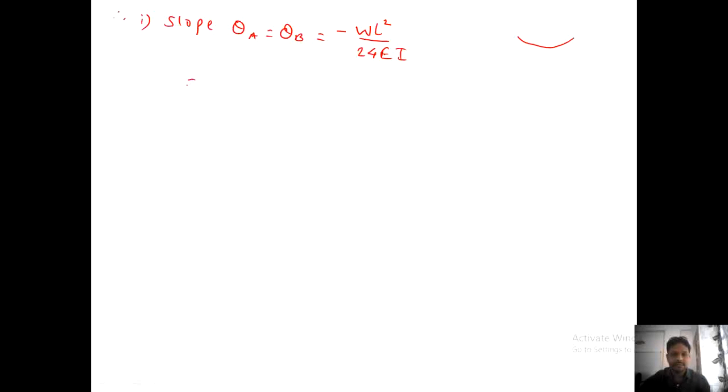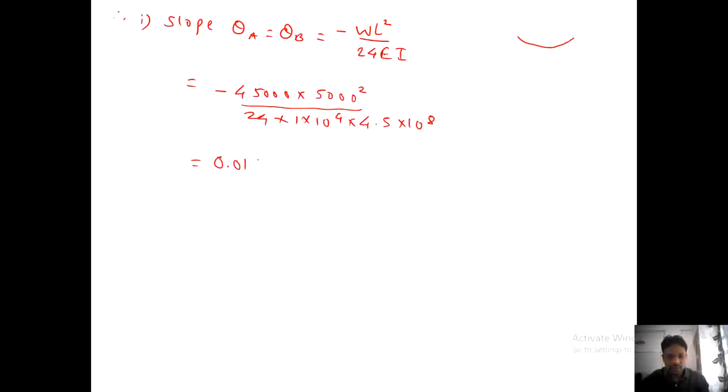So put up the values. Minus W is 45,000, L is 5,000 in mm square by 24 as it is. Value of E is 1 into 10 raised to 4 and I is 4.5 into 10 raised to 8. So slope will be calculated in radian, and that comes out 0.0104. Unit should be radian. So this is the solution for slope.